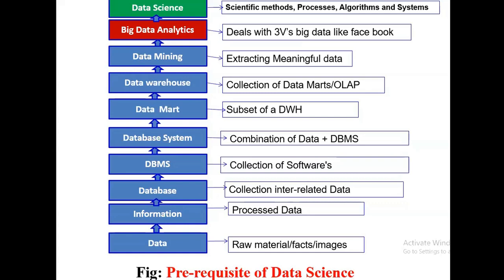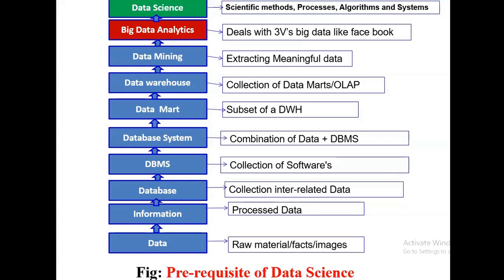Storing a subset of the data warehouse is called a data mart. A collection of data marts is called a data warehouse. A data warehouse is also called online analytical processing. Once we are storing a huge volume of data, we extract meaningful, interesting patterns from it. That is called data mining, with the help of classification, clustering, association rule mining, outlier detection, recommender engine, etc.